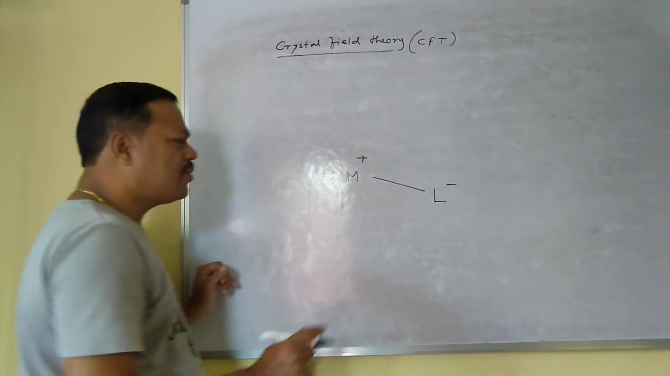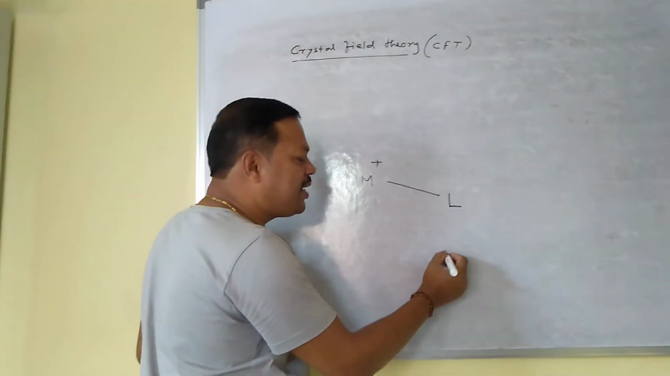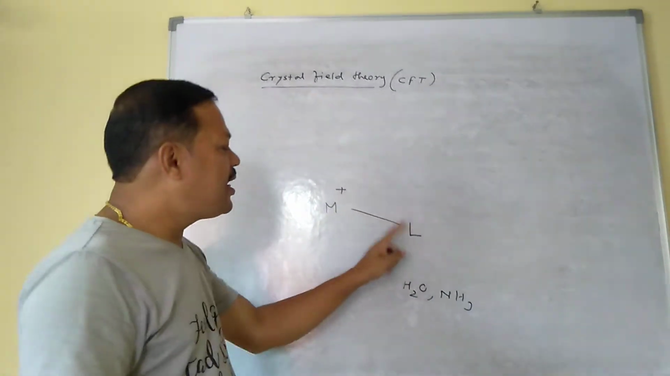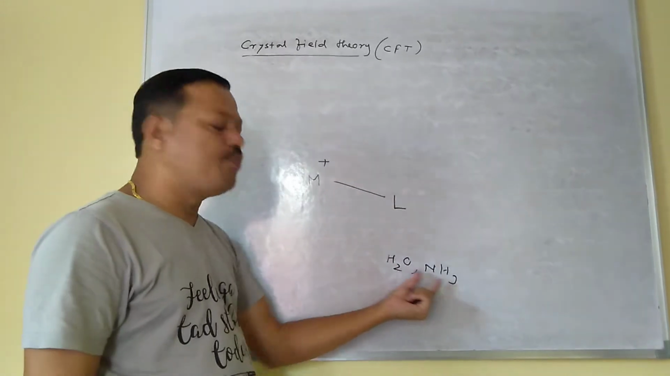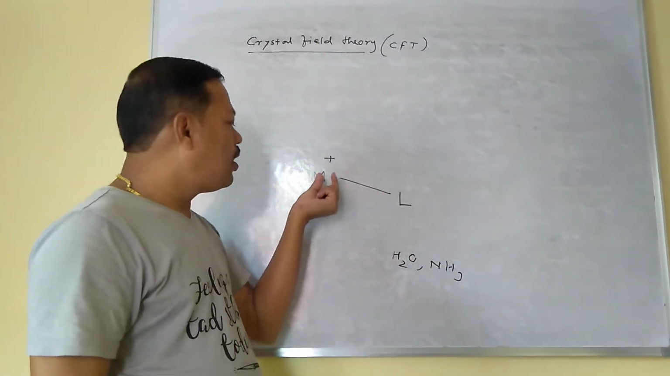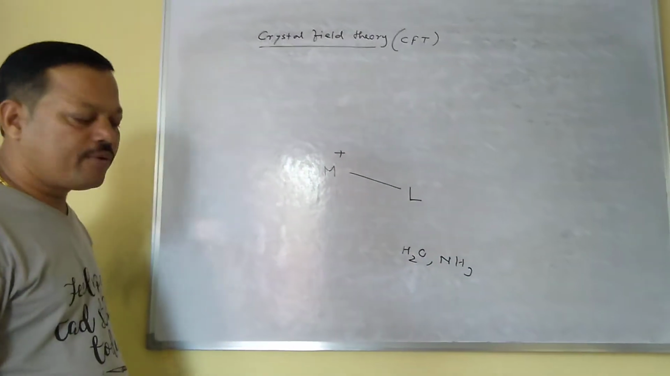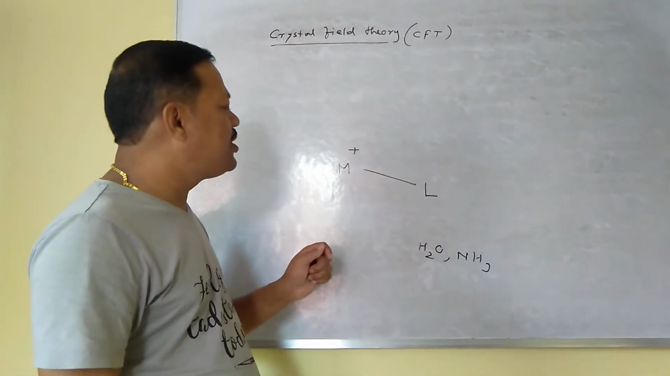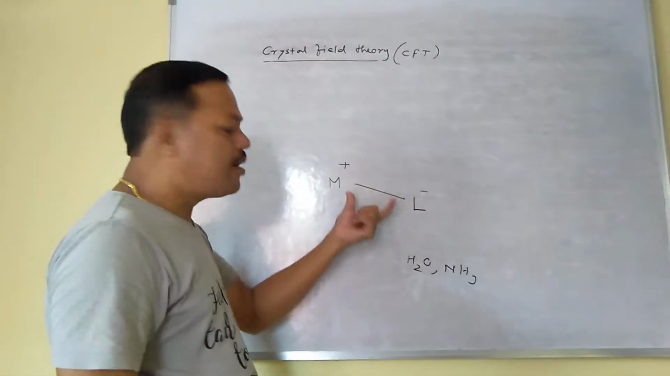Secondly, suppose your ligand is a neutral ligand, because you know there are so many ligands like water and ammonia. These are neutral ligands. If the ligand is neutral, then also it becomes ionic. How? Since these are polar molecules, the negative end of the ligand is attracted towards the positive charge of the metal. Ultimately, they also have electrostatic force of attraction. So according to crystal field theory, the bond present between the metal and ligand is ionic bond.